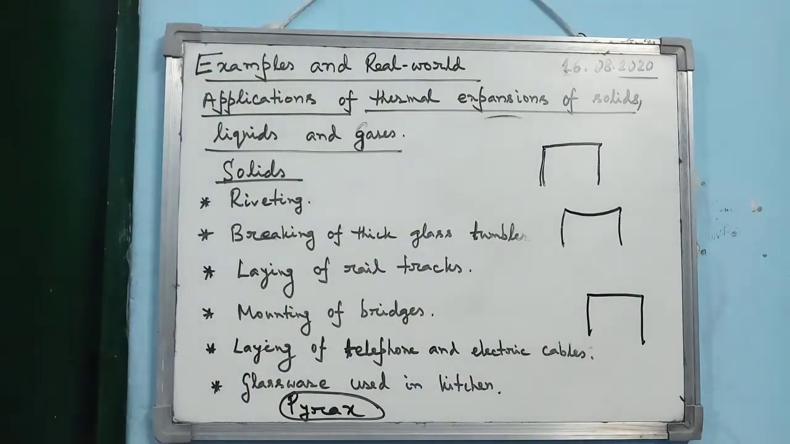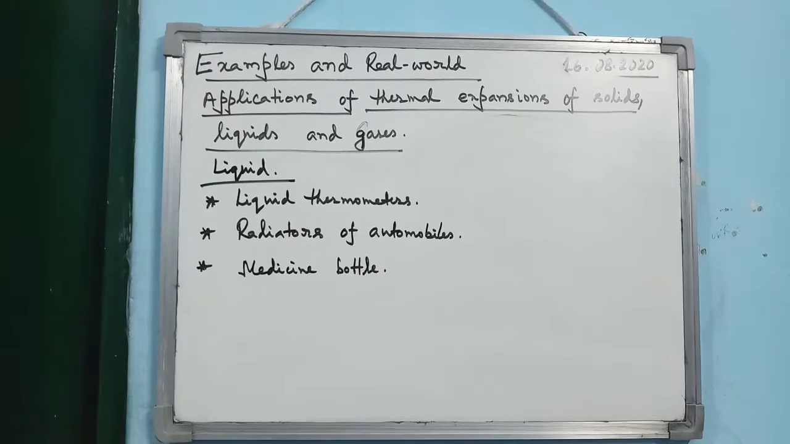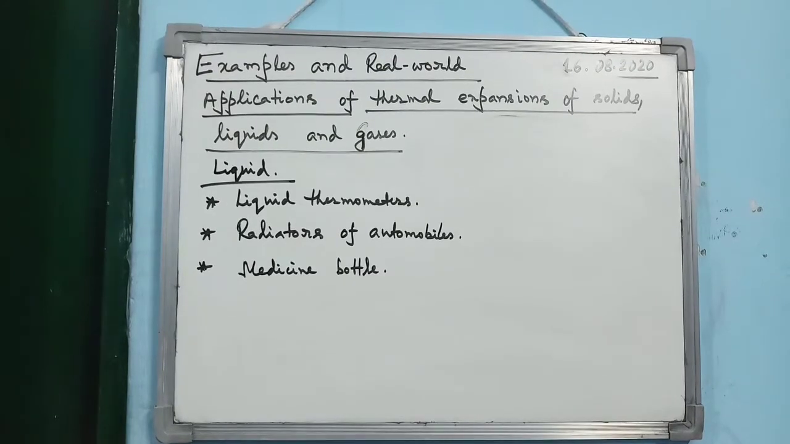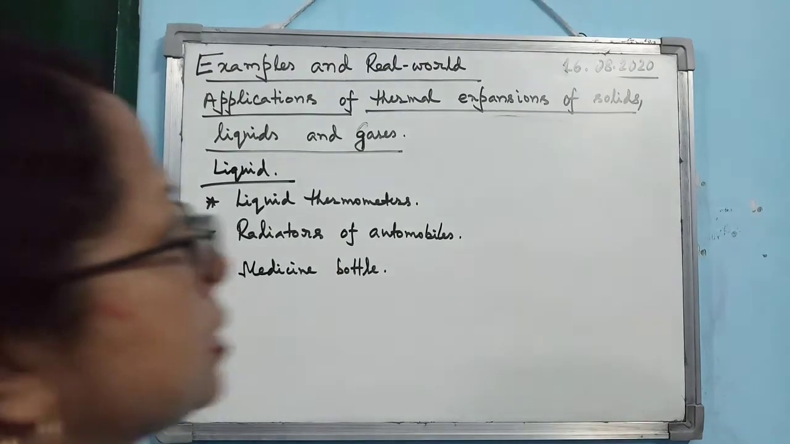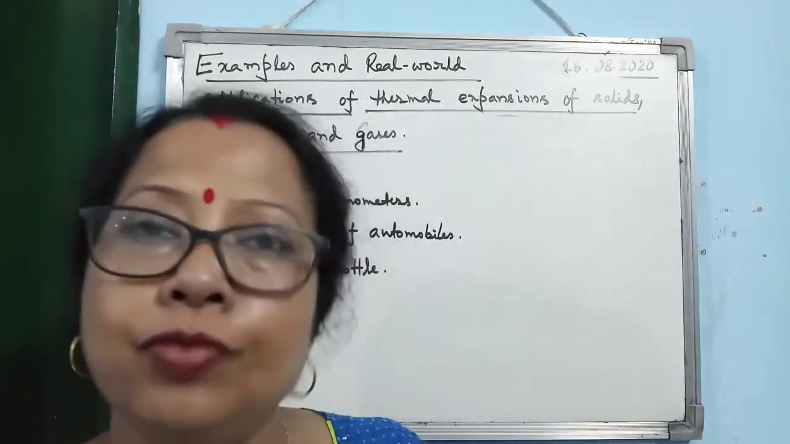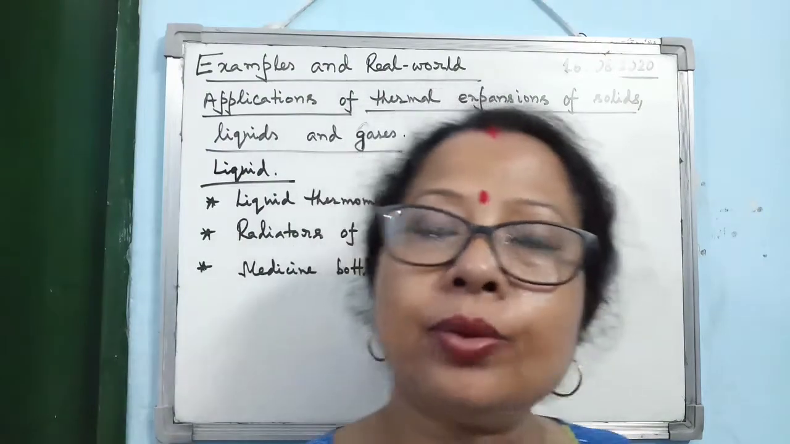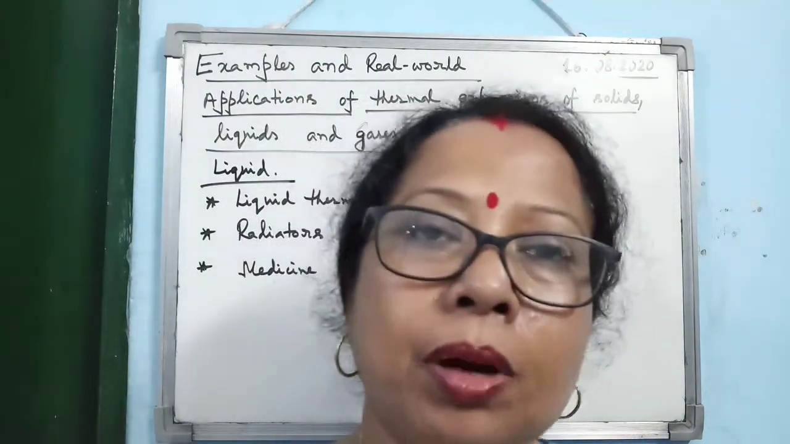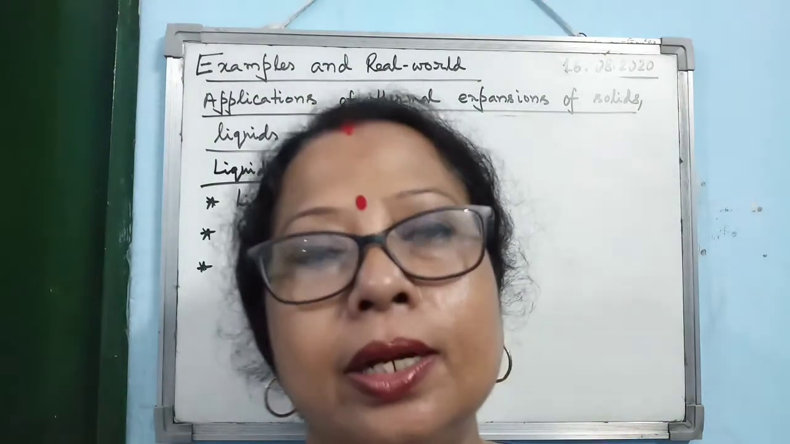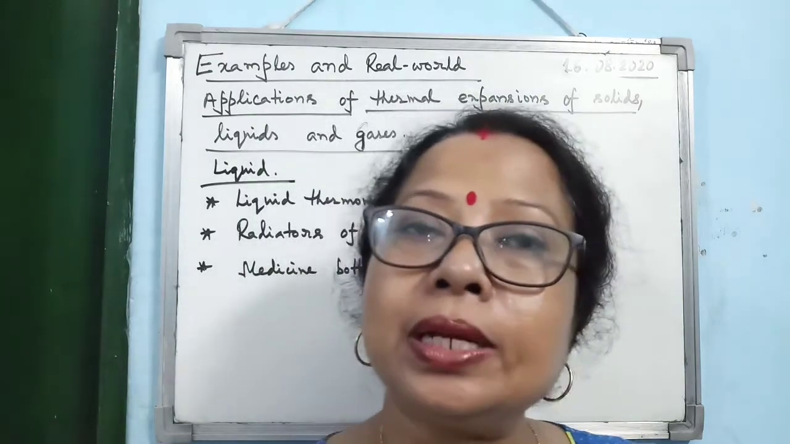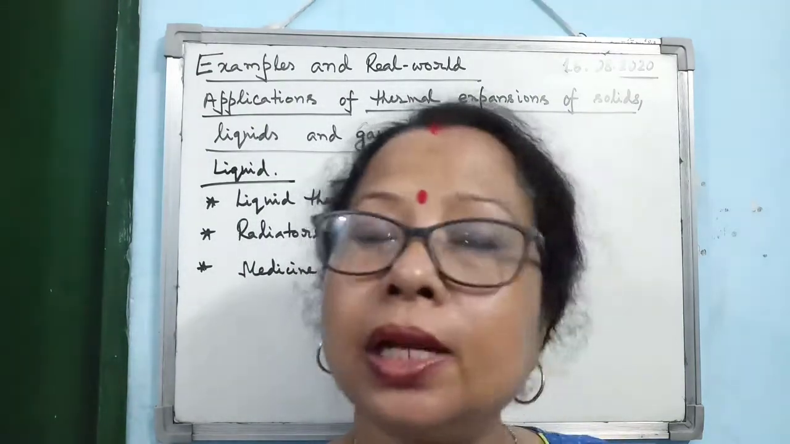Then next, I am discussing the practical applications and examples of thermal expansion of liquids. First is liquid thermometers. You know that liquid thermometers may be a mercury thermometer or an alcohol thermometer. Now what is there in the thermometer? Mercury is there. It is in the form of a liquid.